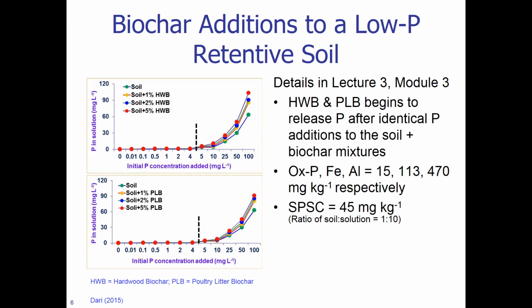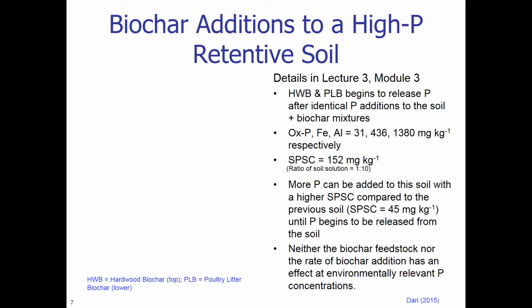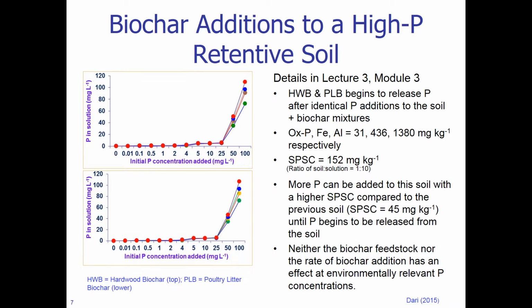Now we will look at biochar additions to a high P retentive soil. Again, this is something that you've seen in a previous lecture. Now, the hardwood and poultry litter biochar, it begins to be released. They are identical, irrespective of the biochar additions, but they begin to be released at a higher concentration of P added. And this higher concentration is directly related to the SPSC of the soil.